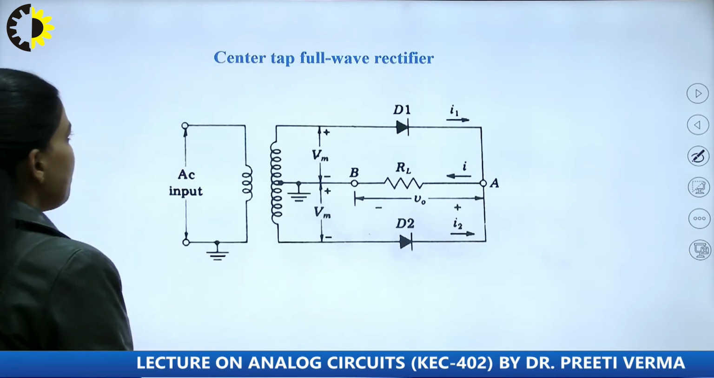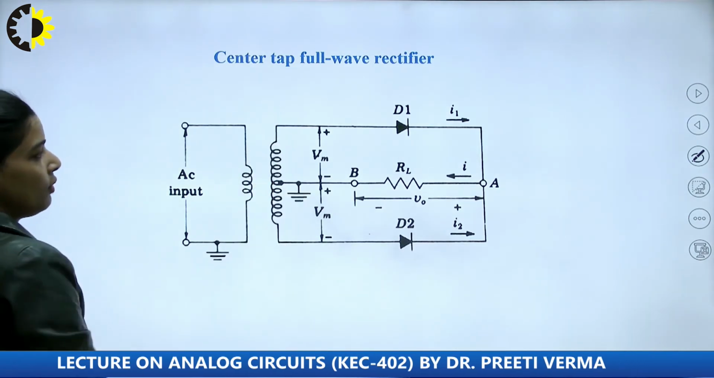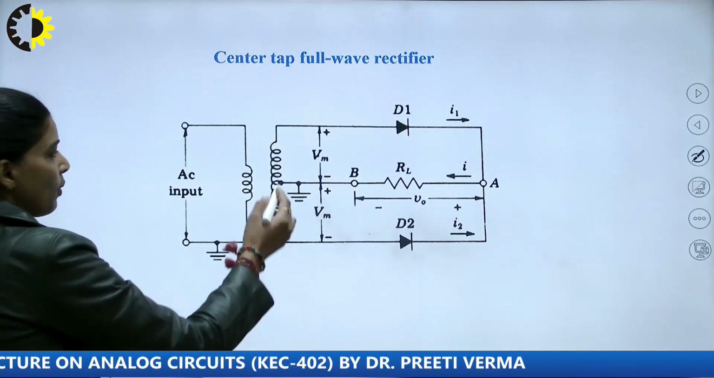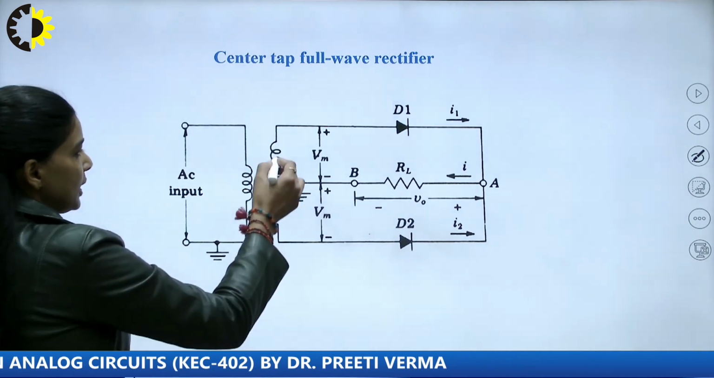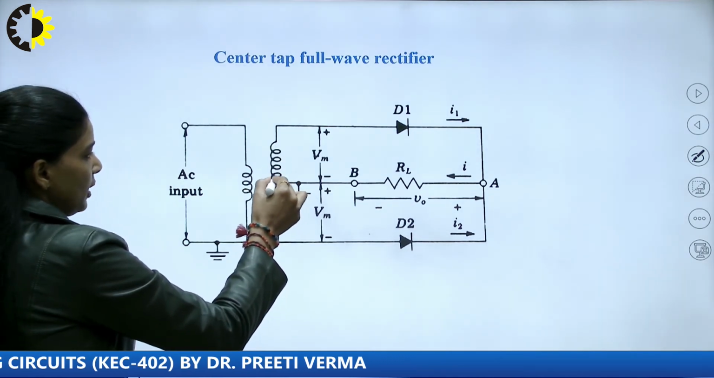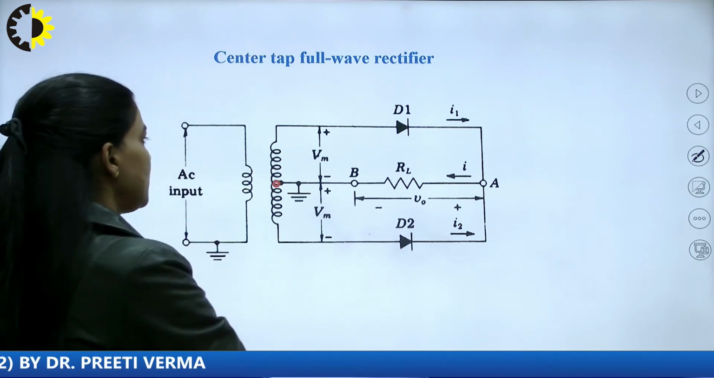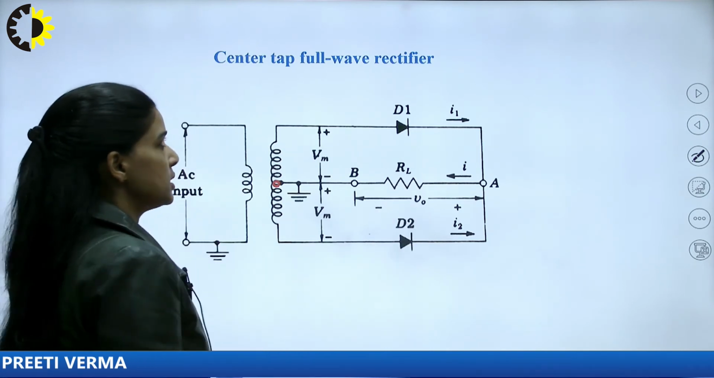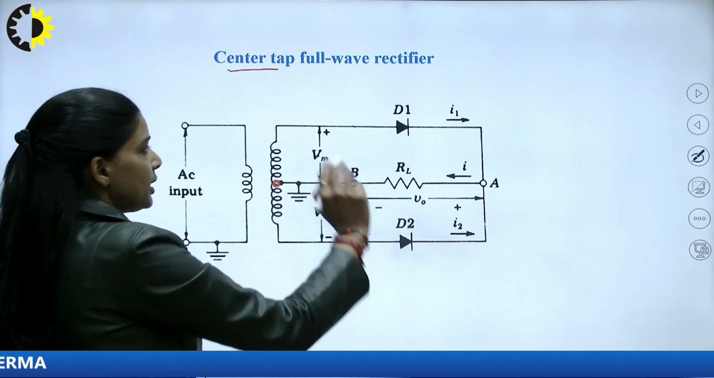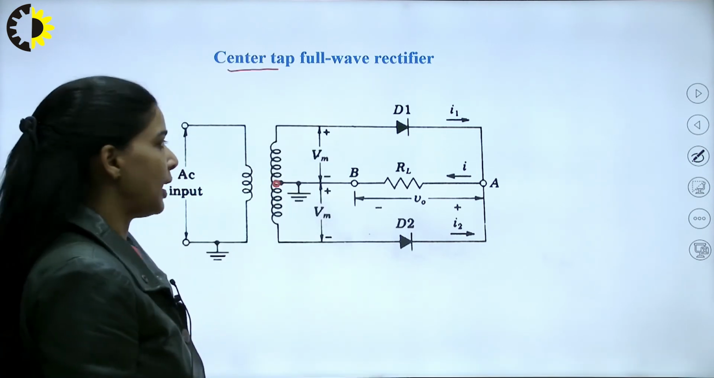This is the diagram representing the center tap full wave rectifier. Why is it called center tap? Because here in the windings we make a center tapping to connect this load resistance. So, it is called a center tap full wave rectifier.